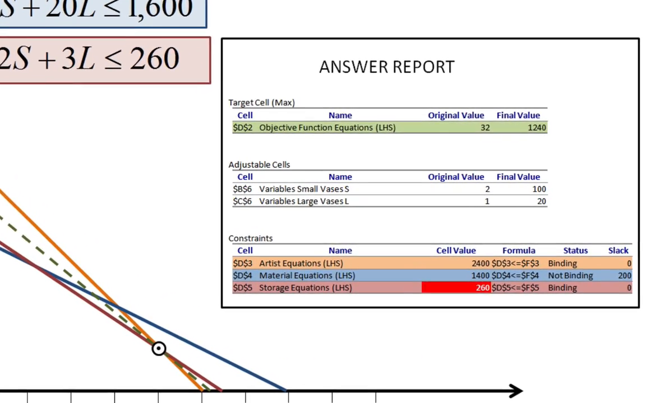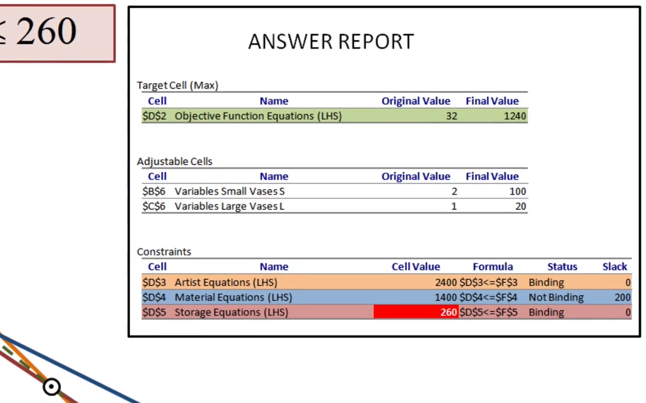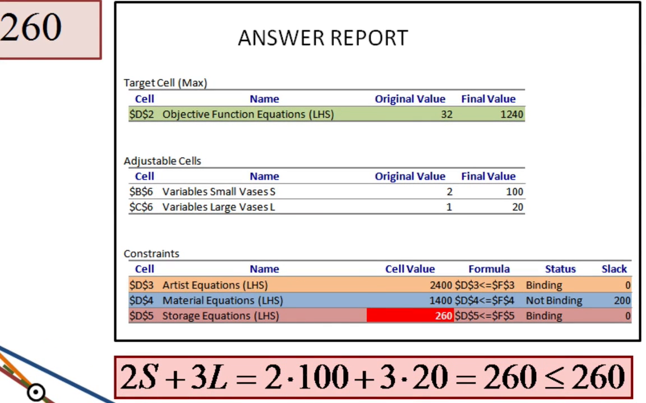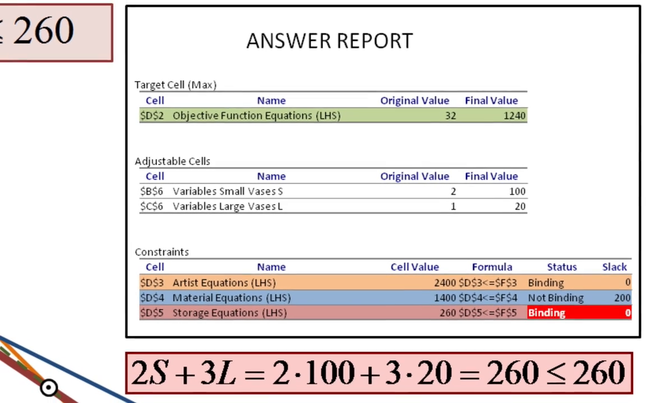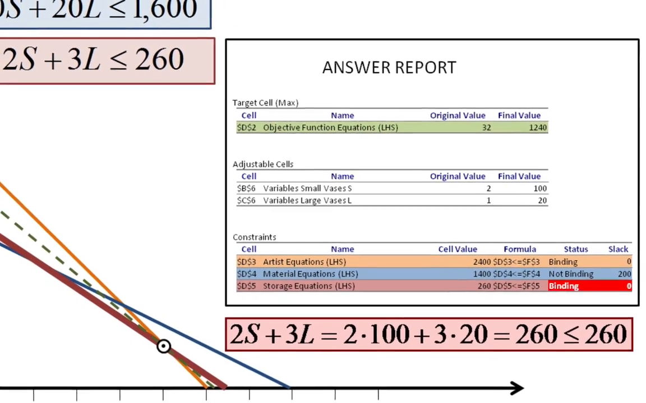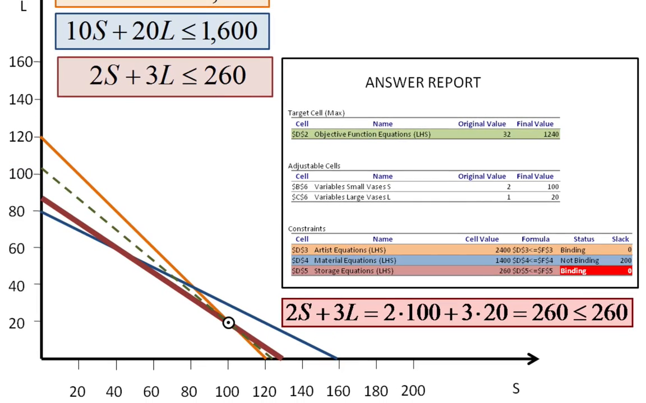Finally, let us look at the storage equation. Our cell value is 260. Our storage constraint read 2s plus 3l, which now is equal to 2 times 100 plus 3 times 20 equals 260, which is, of course, binding because the right-hand side was also 260, so it has a slack of 0. Once more, in the graphical solution, we see that the constraint is binding because the constraint goes right through the optimal solution.